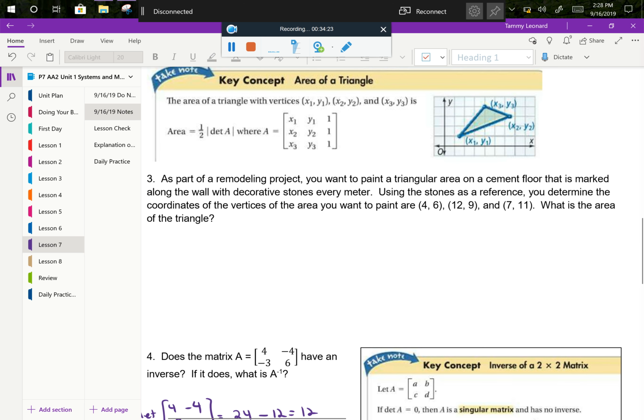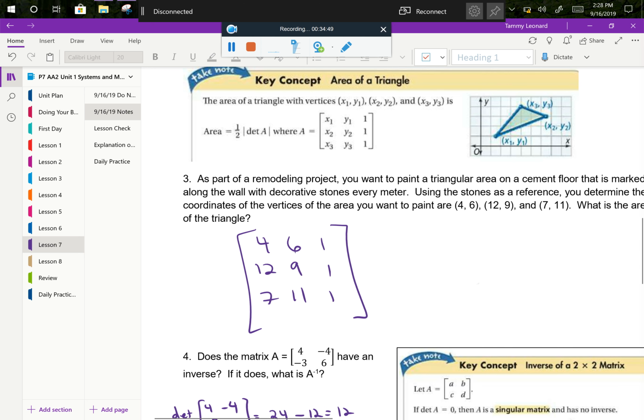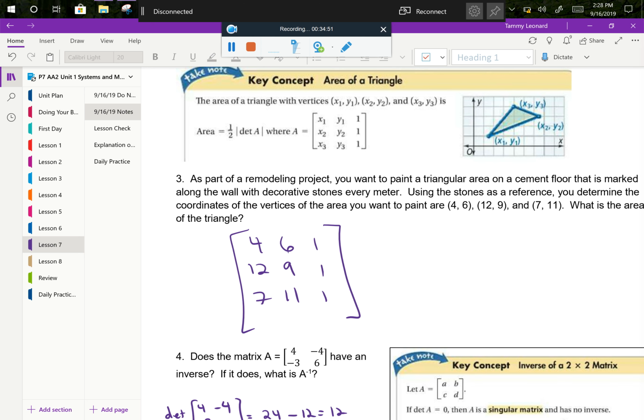All right, so here's the deal. It says, as part of a remodeling project, you want to paint a triangular area on a cement floor that is marked along the wall with decorative stones conveniently at every meter. Using the stones as a reference, you determine the coordinates of the vertices of the area you want to paint are (4, 6), (12, 9), (7, 11). What is the area of the triangle? So we create a 3 by 3 matrix by creating a coordinate matrix and adding a column of ones to make it square. Everybody okay?